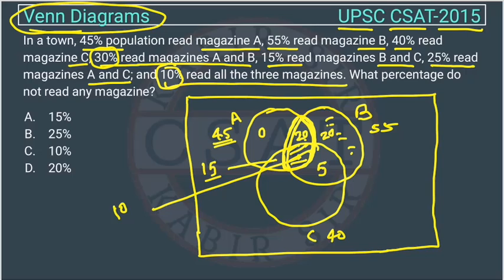Similarly this one, this is 5, this is 10 and this is 15. So 30, and 40 minus 30 will be 10, right?